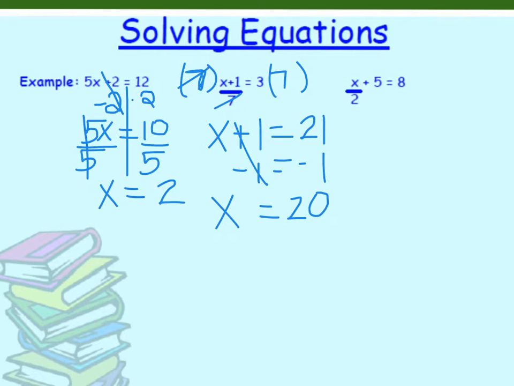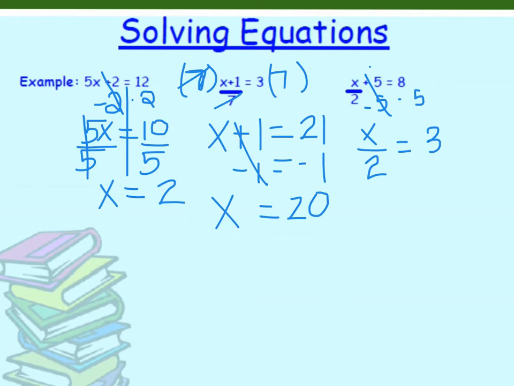And example 3, I see that the x is being immediately divided by 2, so I'm going to move the 5 first because it's not really touching. So I'm going to move it by subtracting 5, because I recognize that 5 is positive, and what you do to one side, you have to do to the other side. So I'm still left with x over 2 equals, and my 5's go away, but now I have to subtract 8 minus 5, and that gives me 3.